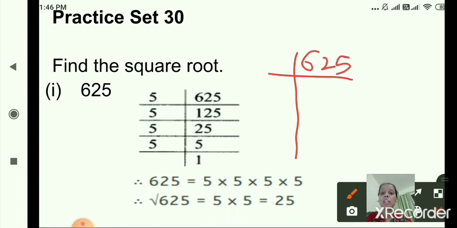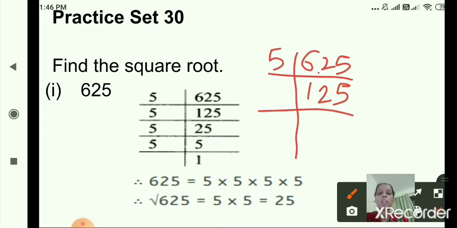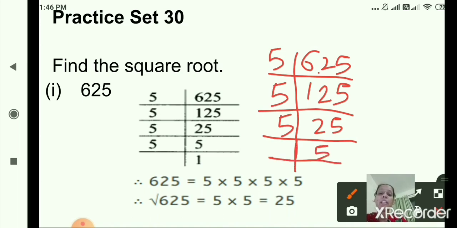Now 625 is not divisible by 2. Yes, it is divisible by 5, so we'll write down 5 here. 625 divided by 5 is 125. Now 125 is again divisible by 5, right? So here we'll write down 5. 125 divided by 5 is 25. Now 25 is divisible by which number? 5. 5 fives are 25, correct? Now here it is 5, and 5 is divisible by 5, that is 5 ones are 5.